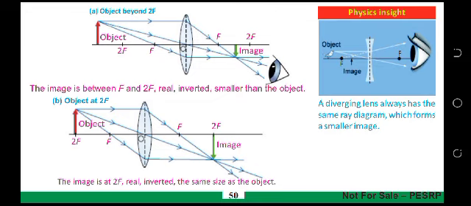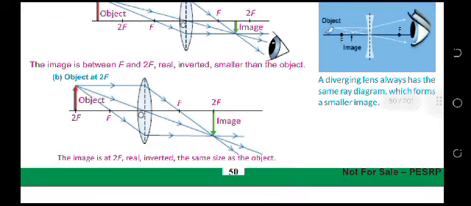We start from page number 50. The image between f and 2f is real, inverted, smaller than the object. Object at 2f: the image is at 2f, real, inverted, the same size as the object.